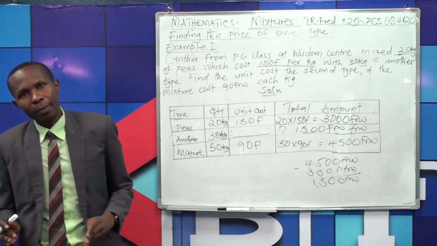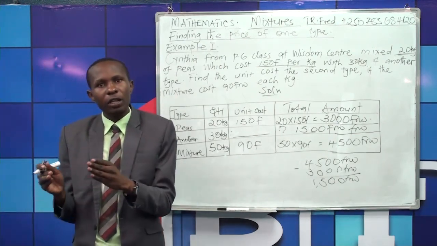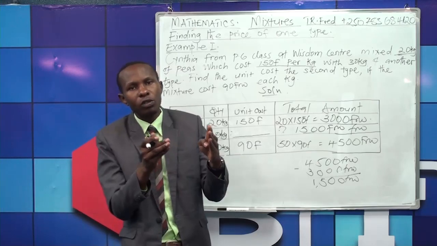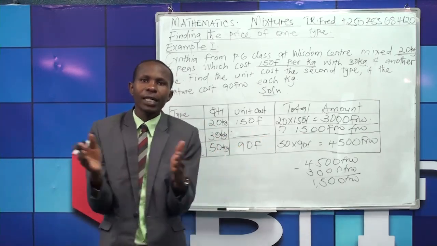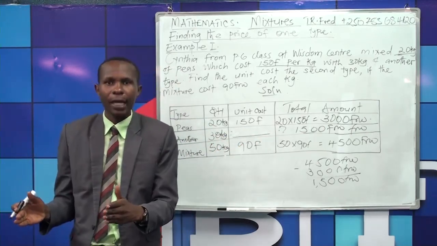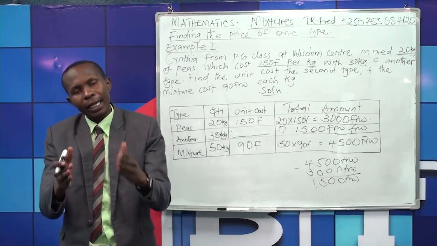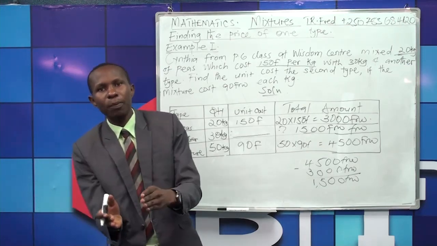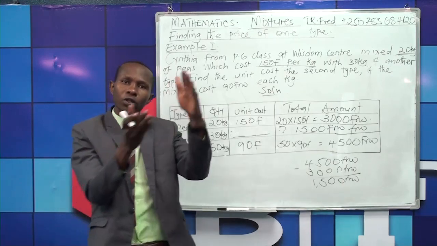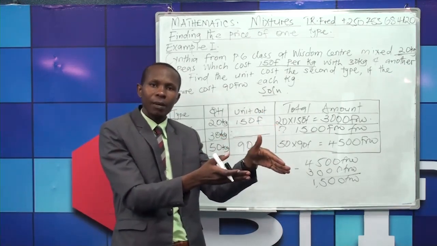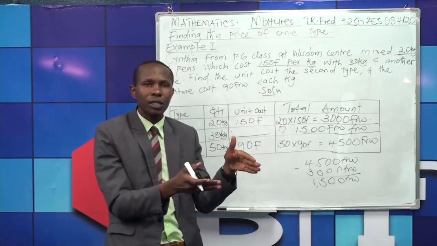And at the same time, when you are given a mixture and you subtract the first type, you have to get the amount of the second type. If you are given a mixture, then you subtract the second type, the amount you will come with should be for the first type. That's what happens.